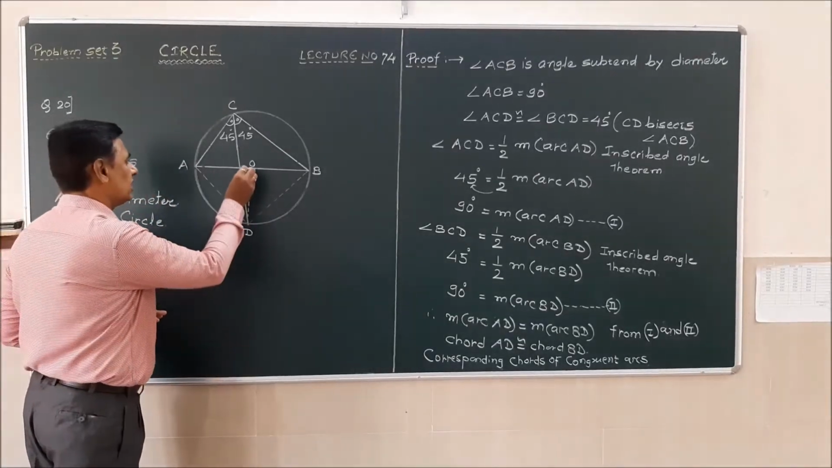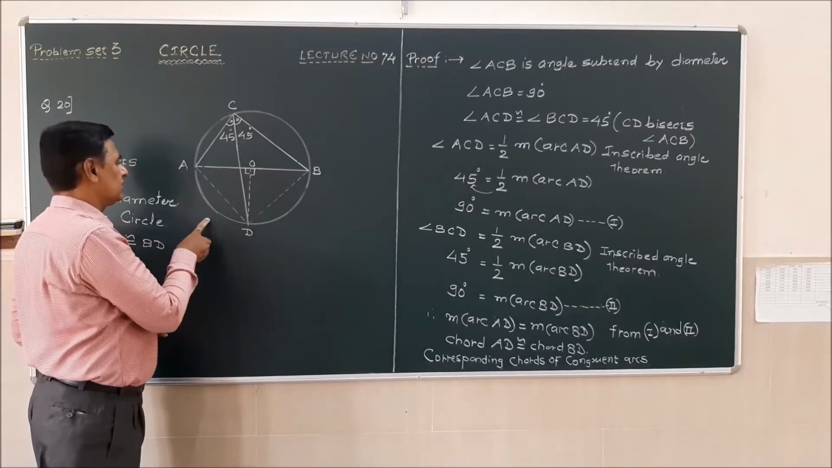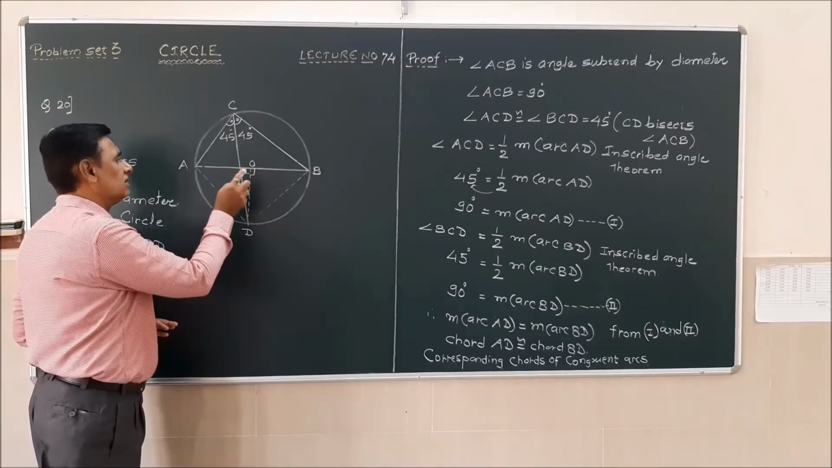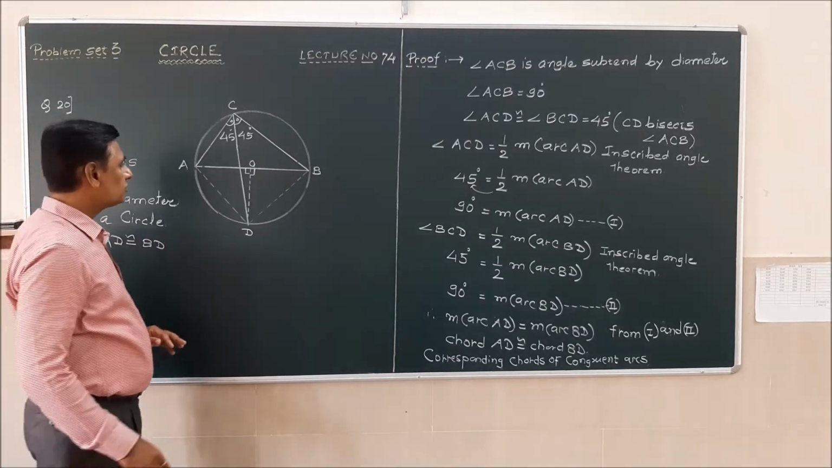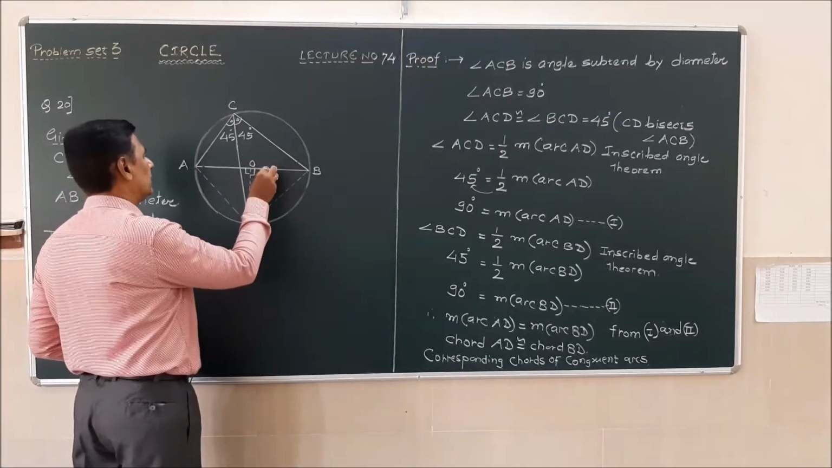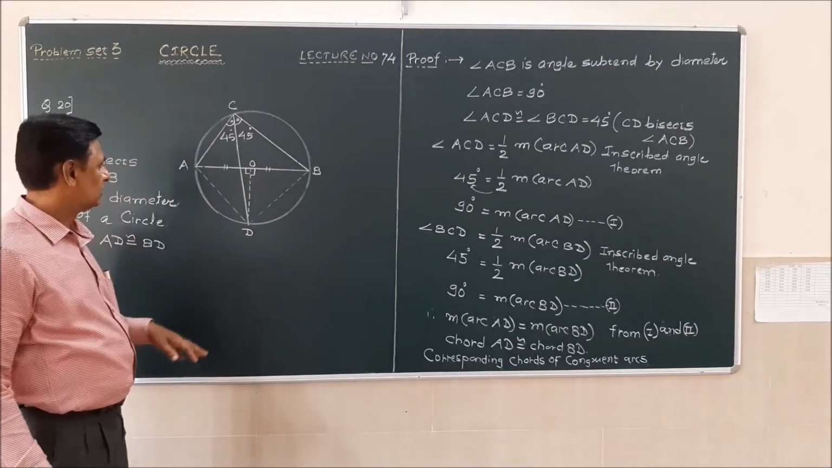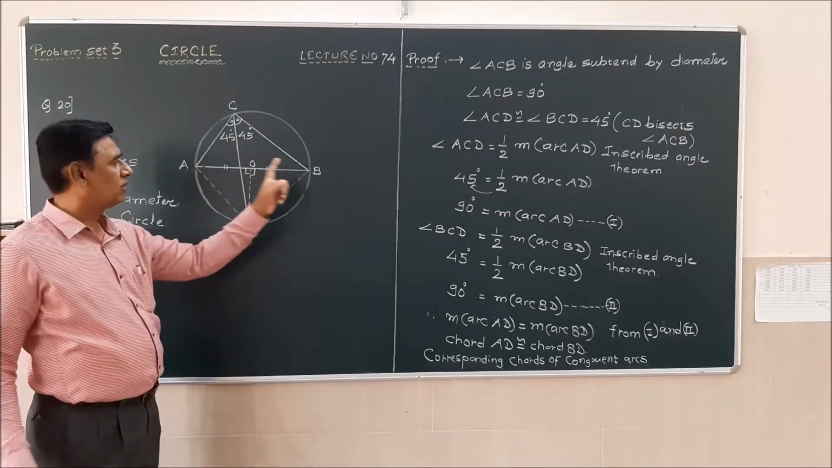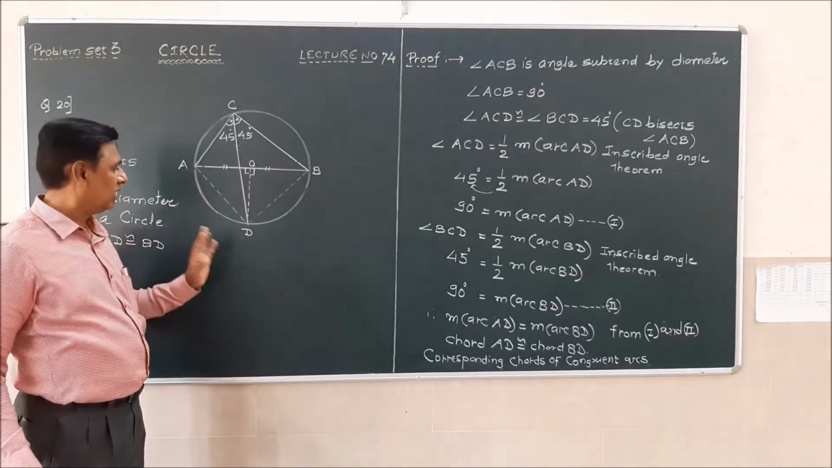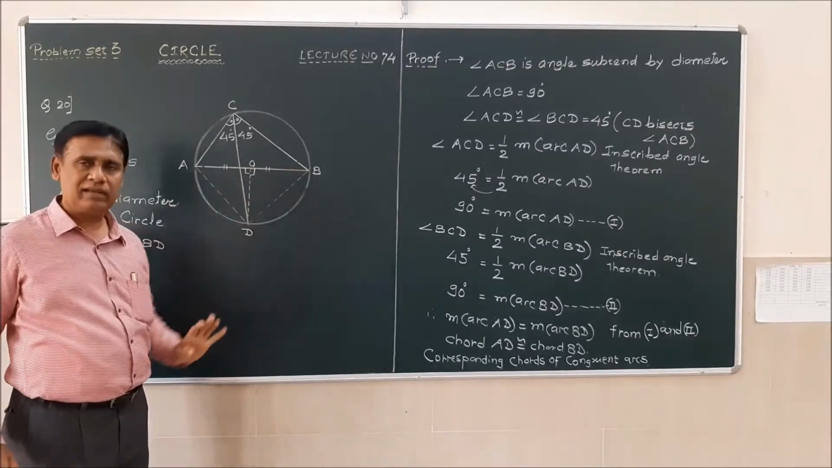Likewise, from this side also, AOD, if this arc is 90, this angle is also 90. Now what happens here? O is the center. So this is radius, this is also radius. So you will find that DO is the perpendicular bisector of AB. I repeat again, DO is the perpendicular bisector of AB.